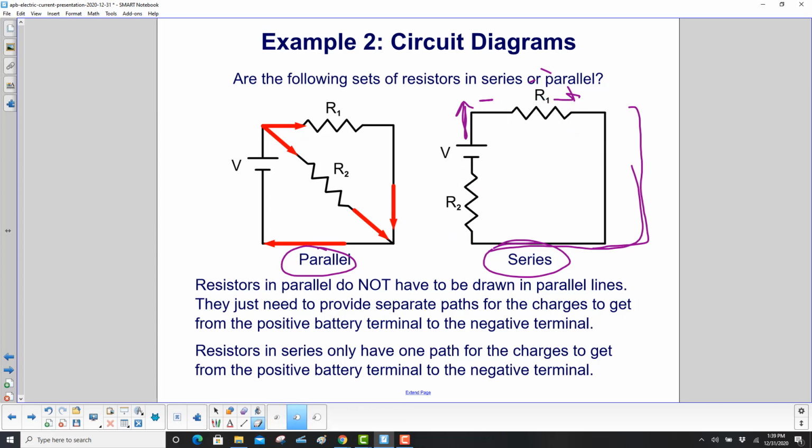Now the parallel one might have tricked you a little bit. They're certainly not parallel as you learned in math, right? This is parallel in math. But resistors in parallel do not have to be drawn in parallel lines. They just need to provide separate paths for the charges to get from the positive battery terminal to the negative terminal. Okay, so all the charges come up to this point, then some will go through R1, the rest will go through R2, then back at this point they all join together and come this way until they get back to the negative terminal.